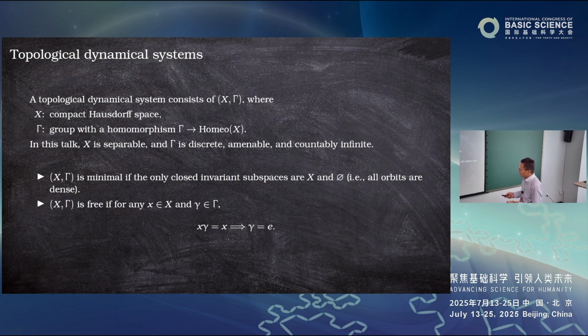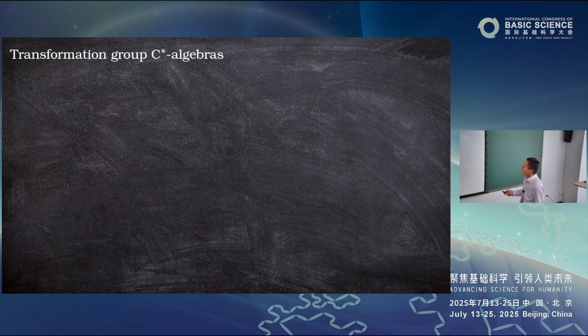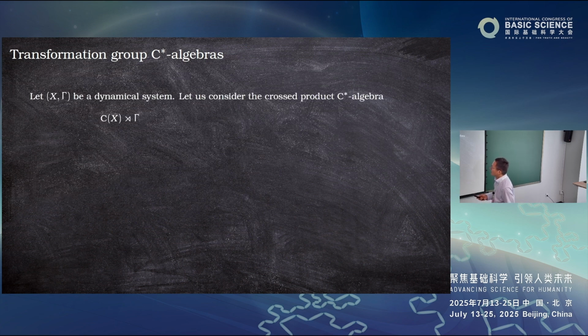So we are going to look at the minimal free topological dynamical system in this talk. C-star algebra and the dynamical system, which now here is a chain connecting such things. So let's start with a dynamical system: a space and a group action.